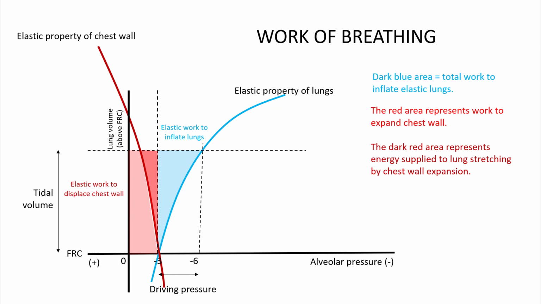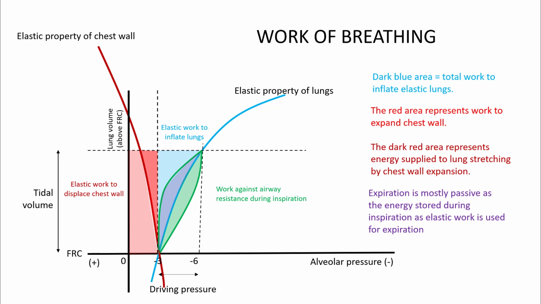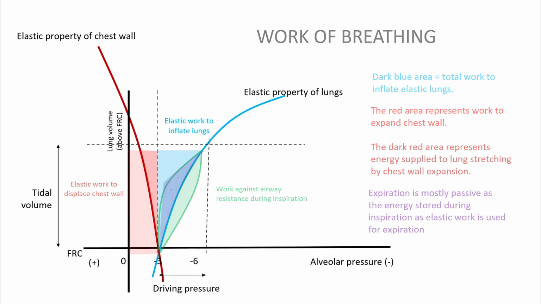The dark red triangle is the elastic work that was used to inflate the lungs, but that was supplied by the chest wall. As you inhale, there is extra work needed to overcome the resistance. So the area in green constitutes work against the airway resistance. When you exhale, the energy that was stored in the elastic lungs is now used towards exhalation. This is shown in the purple area here.